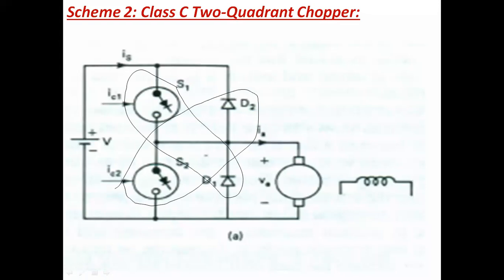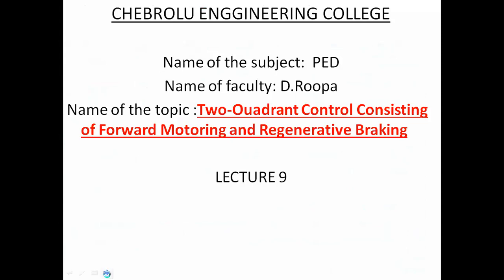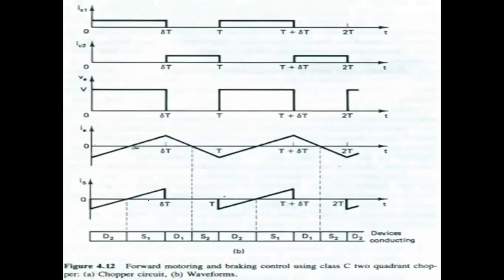Next, if you see the waveforms here, these are the waveforms regarding those. So what are the applications we are using this for? Servo drives, machine tools, smooth transition between motoring and braking. The waveform signals shown are IA, VA, IS during the chopper period. While drawing the waveform, the delay is not shown here.